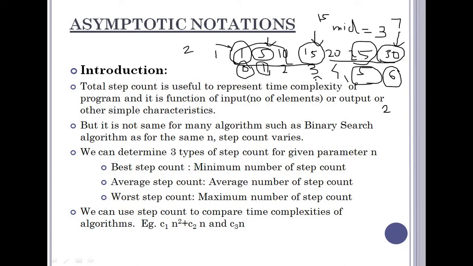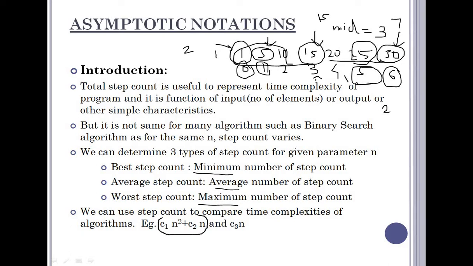So we can see that for many algorithms, for the same n, the step count varies. So we have three step counts for a given parameter n. The best step count represents the minimum number of steps. The average step count is the average number of steps for a given parameter, and the worst is the maximum number of steps required for that given parameter. We always use this step count to compare the time complexities of algorithms.